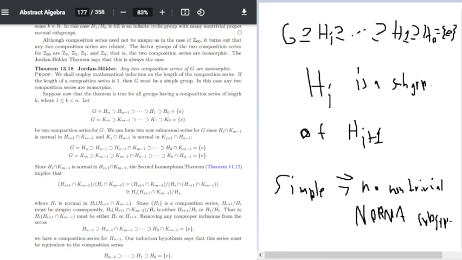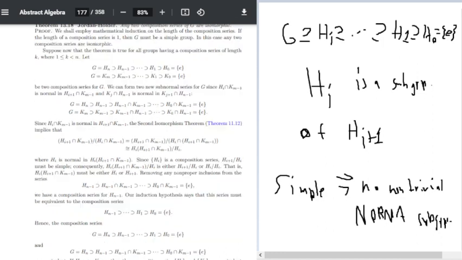We can form two subnormal series for G, since H_i ∩ K_{m-1} is normal in H_{i+1} ∩ K_{m-1}, and K_j ∩ H_{n-1} is normal in K_{j+1} ∩ H_{n-1}. So this is a relation between the two series. In our first new series, G = H_n ⊇ H_{n-1} ⊇ H_{n-1} ∩ K_{m-1}, all the way to H_0 ∩ K_{m-1}, which is equal to the identity.